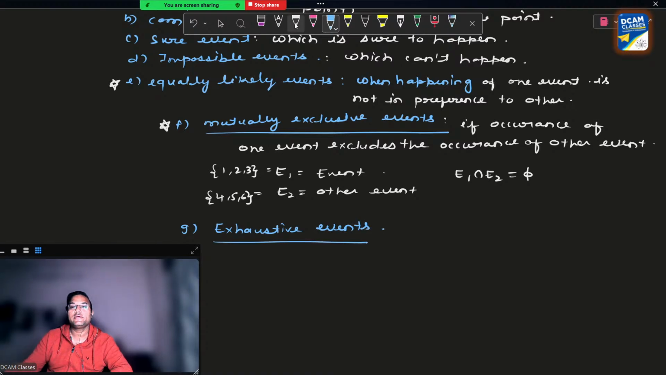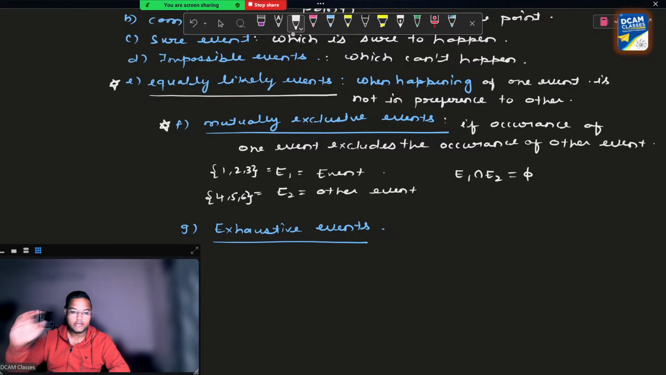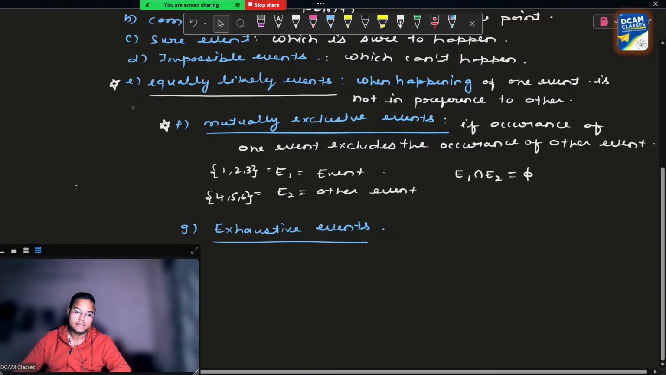These two definitions are very important, the above two: equally likely and mutually exclusive. What are exhaustive events? Exhaustive events means the combination of all such events will actually complete the sample space. That's the meaning of exhaustive.